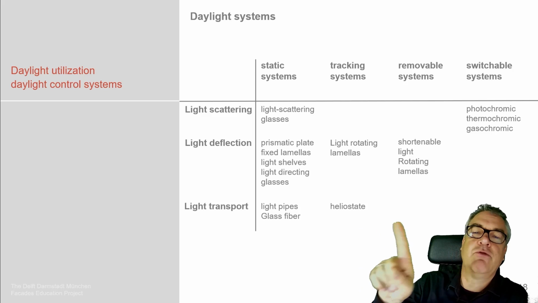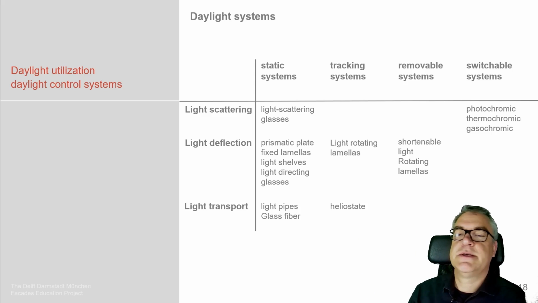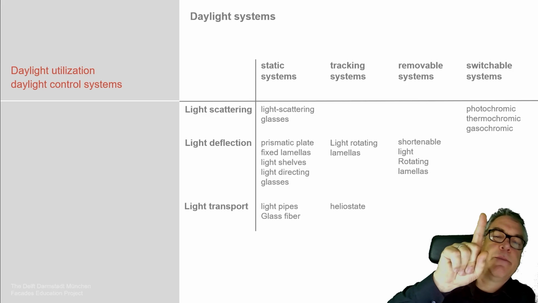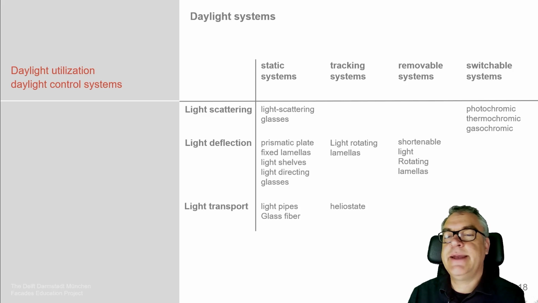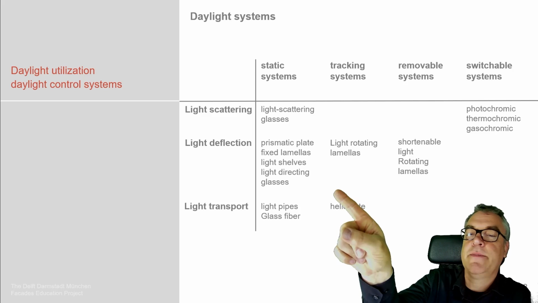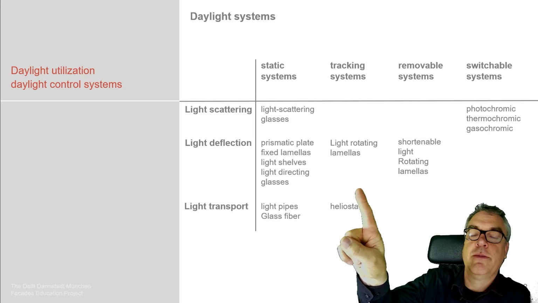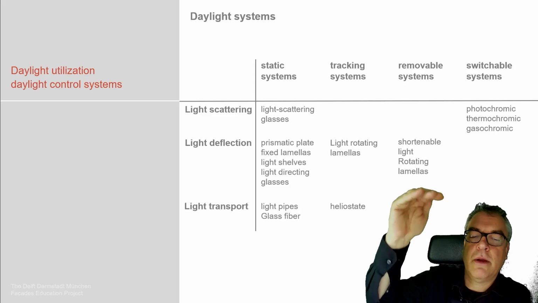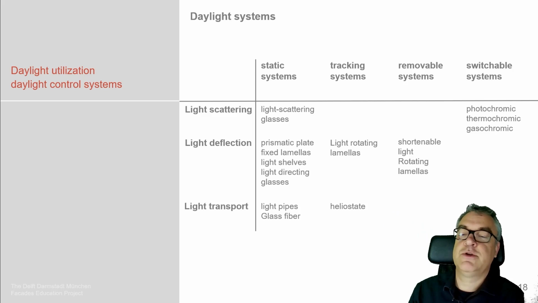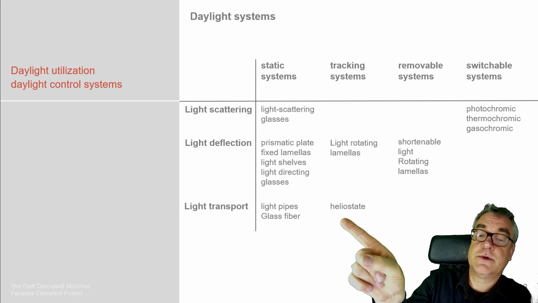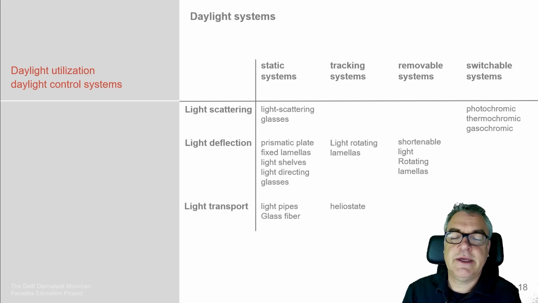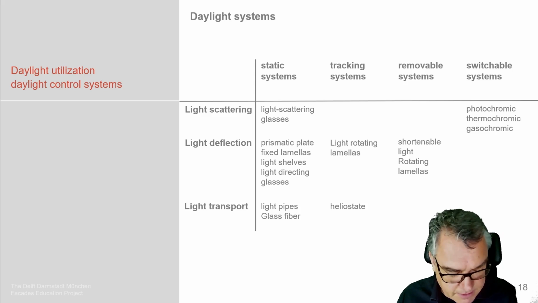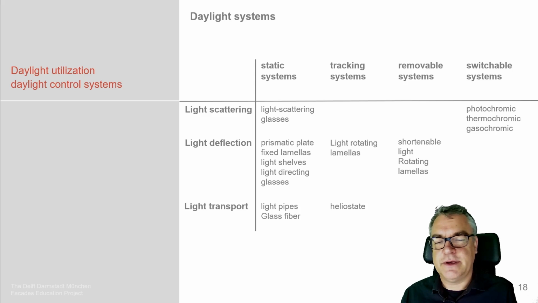We can control this with daylight control systems. We have static, tracking, renewable, and switchable systems. There's light scattering within the glass, or, for example, switchable systems, photochromic switchable glass. There's light deflection, prismatic plates in static systems, or rotating lamellas, which can go up and down, which is the standard we deal with. And there are light transport systems, so light pipes or heliostats, so actually reflectors, mirrors, which really bring the light into our buildings, serving as a natural light source in the building, but rather complex to design.